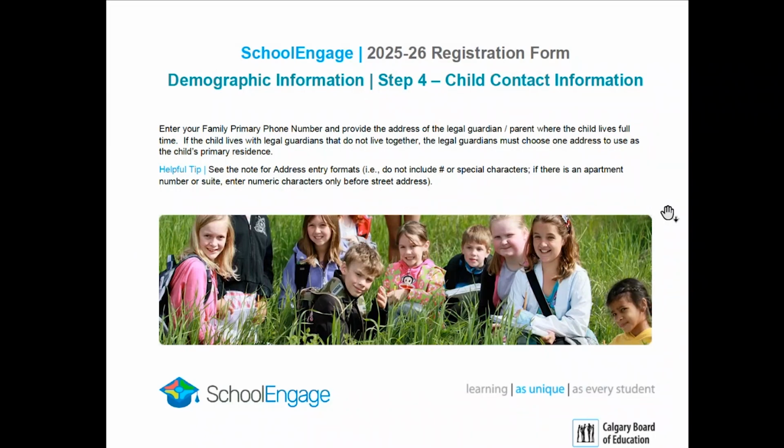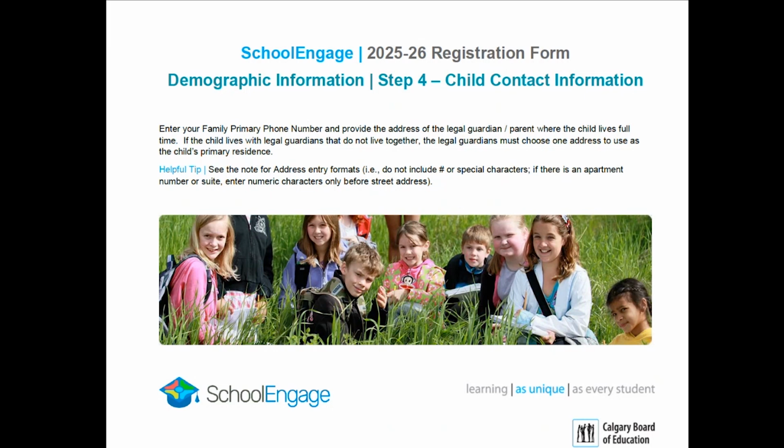Demographic information, step 4, child contact information. Enter your family primary phone number and provide the address of the legal guardian or parent where the child lives full-time. If the child lives with legal guardians that do not live together, the legal guardians must choose one address to use as the child's primary residence. Helpful tip, see the note for address entry formats.